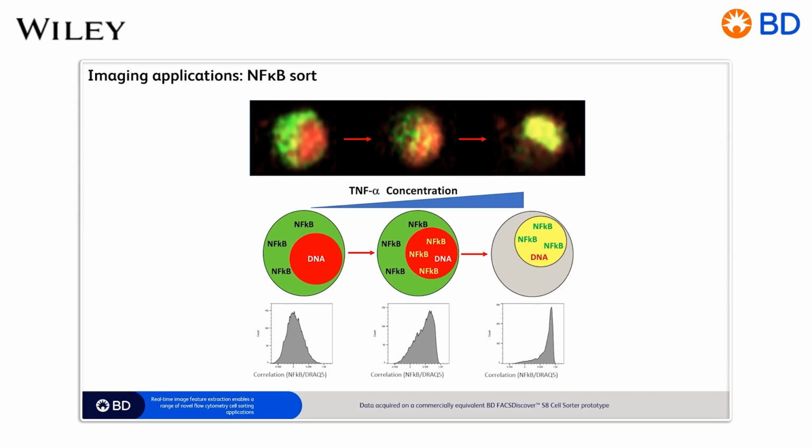As you treat these cells with TNF, that NF-kappa B effectively translocates into the nucleus. In that intermediate stage, you're starting to see some of the NF-kappa B has made its way into the nucleus, and it shows up as a bit of yellow in the nucleus. Once all the NF-kappa B has fully translocated into the nucleus, you see it go completely yellow.